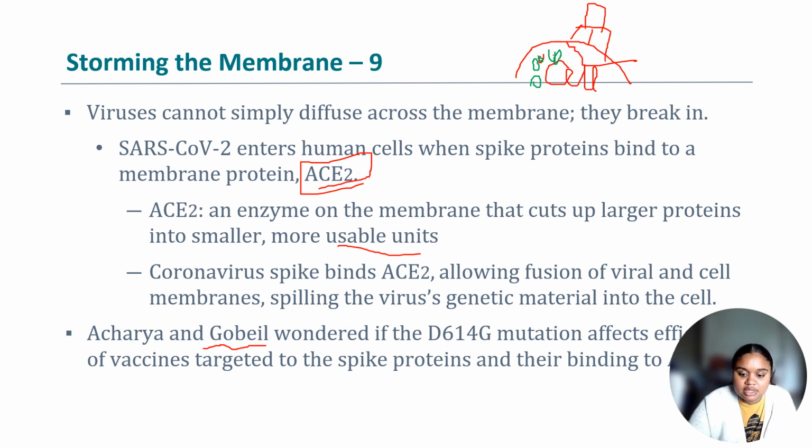And then remember we said that it was this mutation, D614G, so aspartate at position 614 changes to glycine. That's that mutation for the Omicron virus that she had researched.